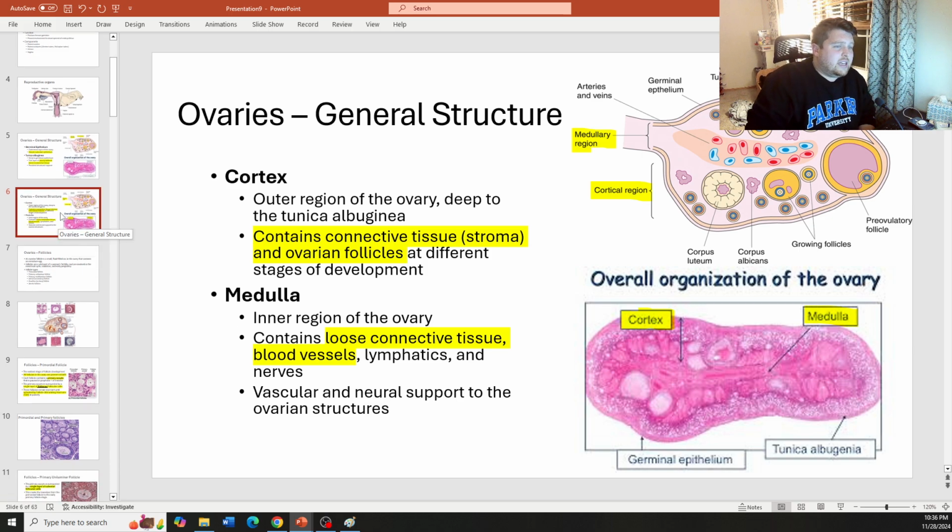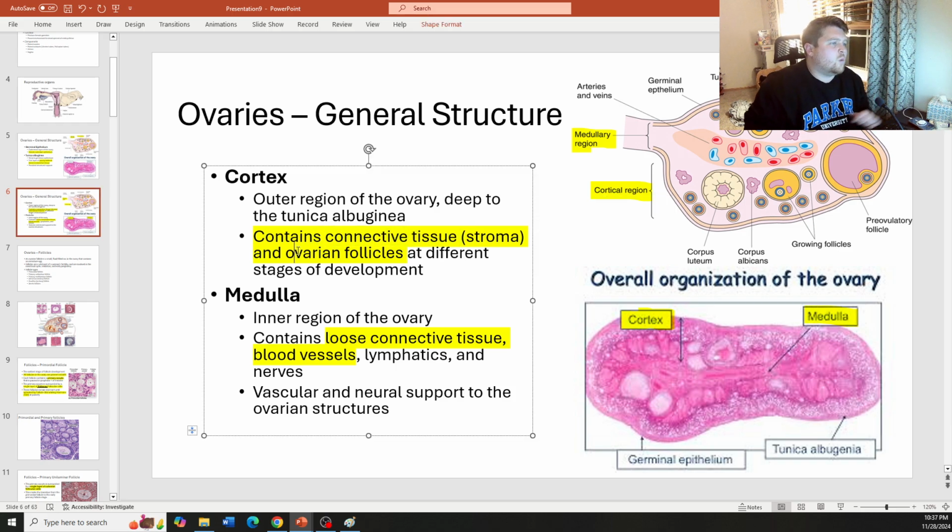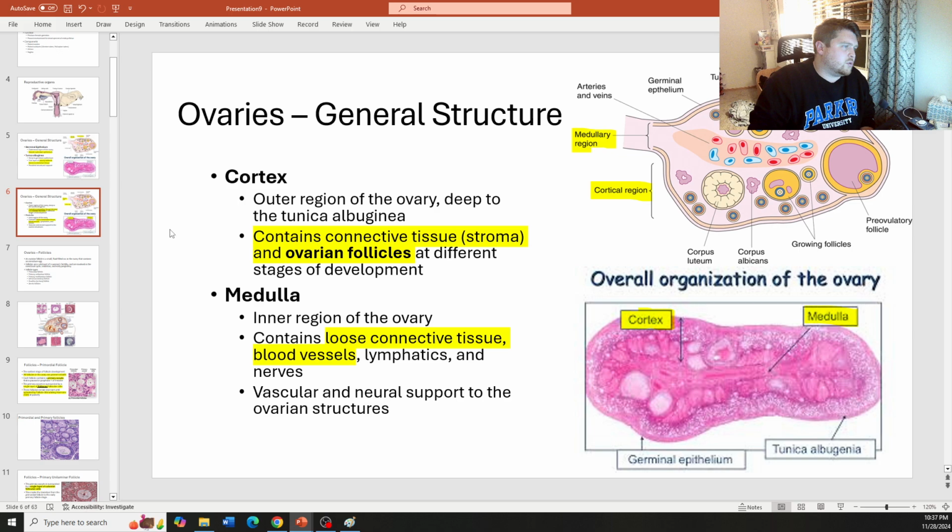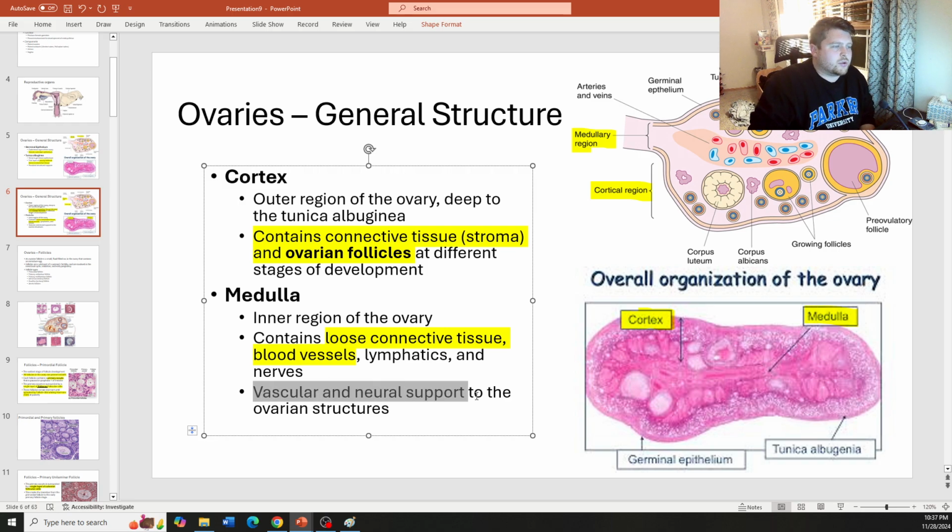Much like our kidneys, we divide the ovary into two layers. We divide it into a cortex, which is the outer layer, and then the medulla, which is the inner layer. The cortex is the outer region. It contains connective tissue as well as ovarian follicles. We're going to get into ovarian follicles, what they do, and their different stages in a little bit. The medulla is the inner region, and it has loose connective tissue, blood vessels, lymphatics, nerves, all of that good stuff. It is the vascular and neural support to the ovarian structures.